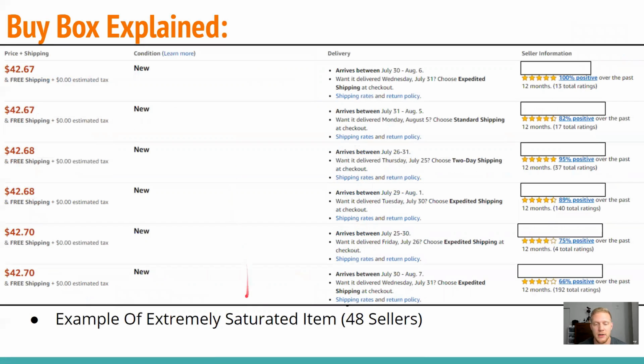So here's an example of an extremely saturated buy box. This is, in fact, a Walmart item that people are drop shipping. There's 1, 2 people at the lowest price, 2 people at 1 penny higher, 2 people at 2 pennies higher than that. There were 48 sellers on this listing altogether.